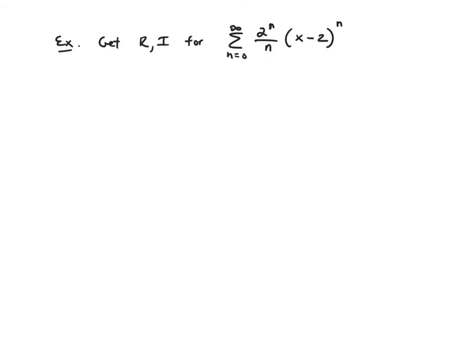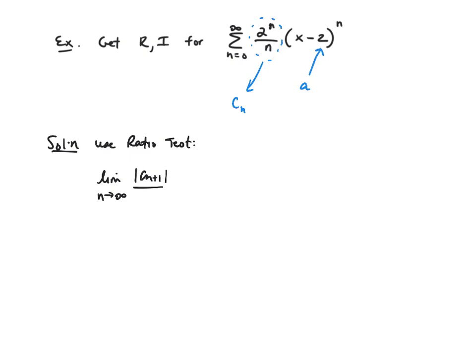Just so that we have our notation clear, these terms here are the c_n's. This thing here is my a value, and that's really all I need. Solution: use the ratio test. That's all you need for the radius and interval of convergence. If you see that question, go right to the ratio test. The limit as n goes to infinity of the absolute value of a_(n+1) over a_n.